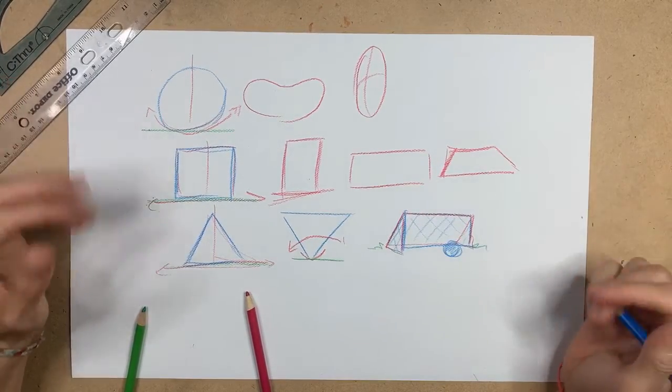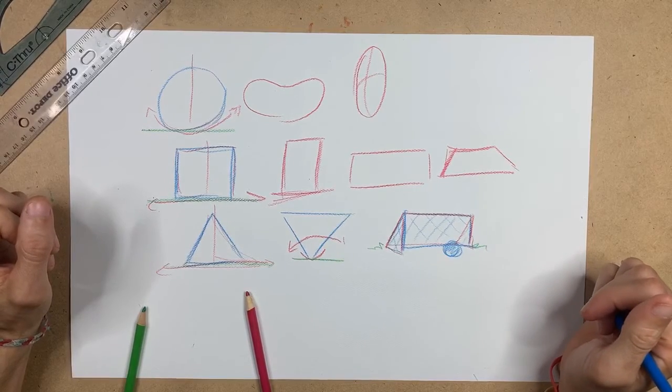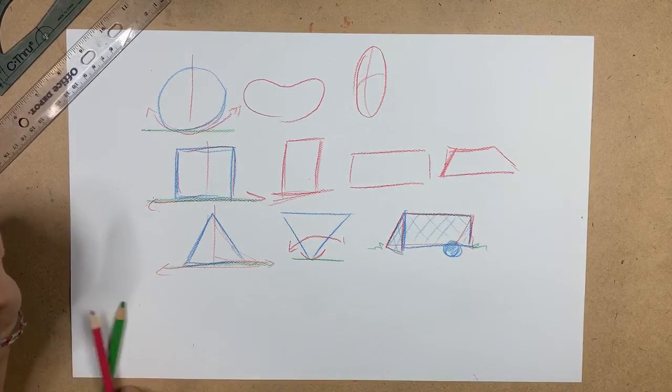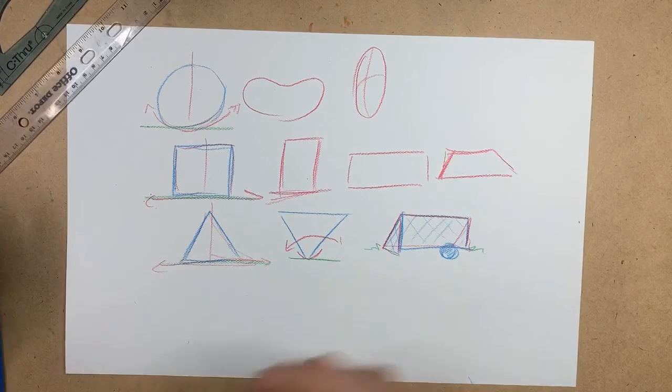And that's pretty much it for basic shapes. We'll get into some more intricacies later on and why these are important, how we can find them, and how we can build off of them.